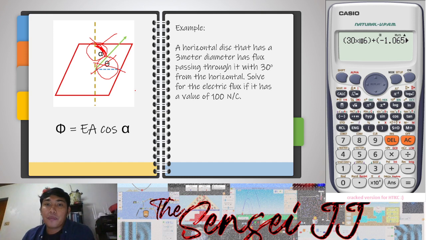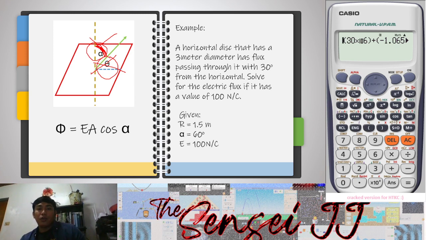A horizontal disk that has a 3-meter diameter has flux passing through it with 30 degrees from the horizontal. Solve for the electrical flux if it has a value of 100 Newton per coulomb. So we have here our radius of 1.5, our alpha, which is 60 degrees, and E of 100 Newton per coulomb.